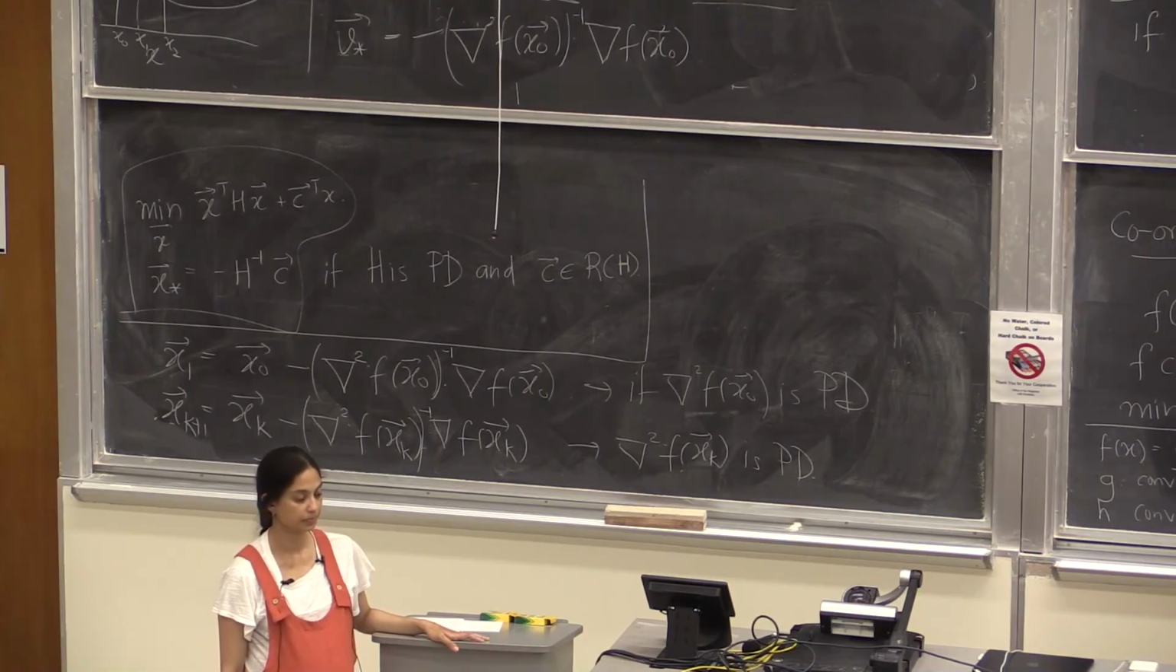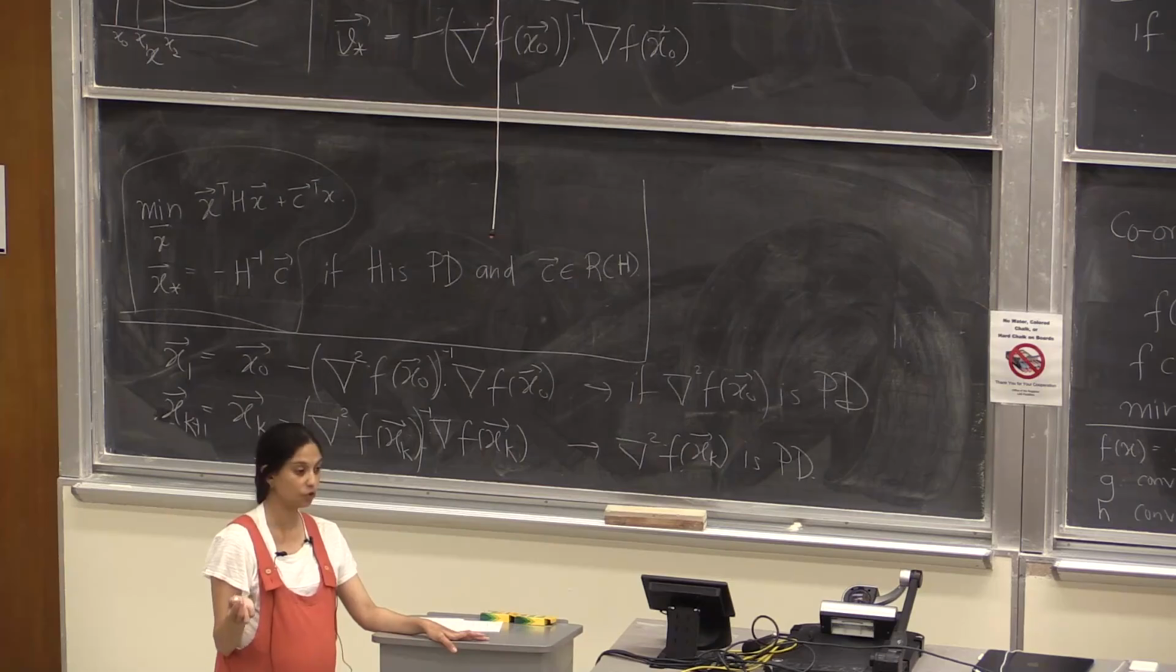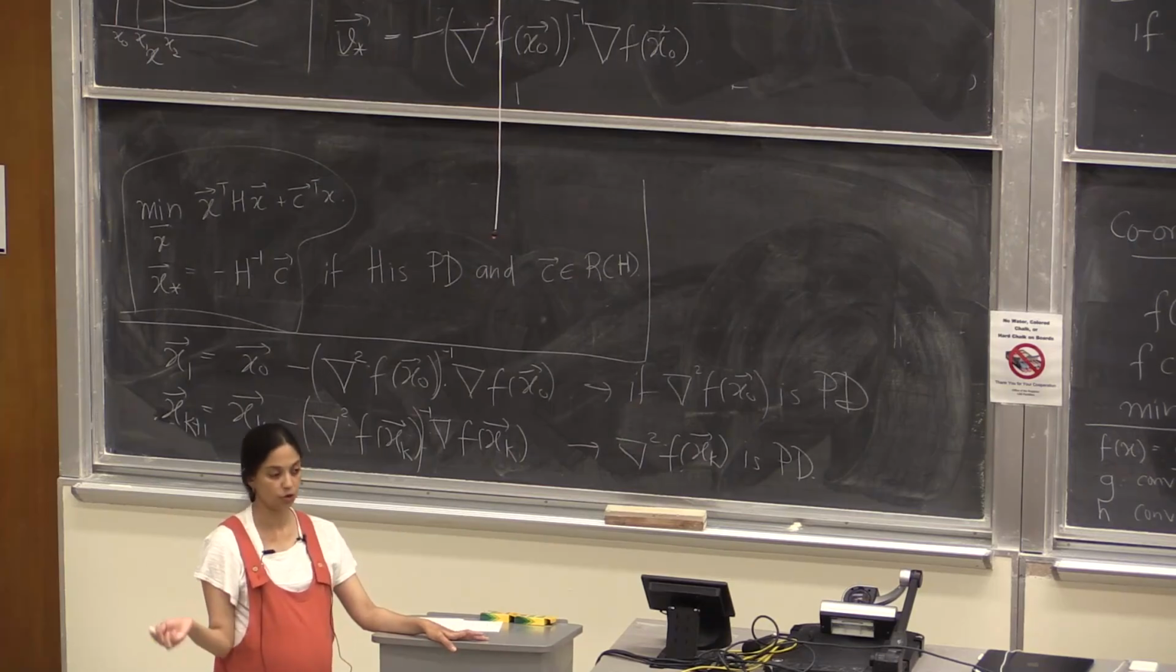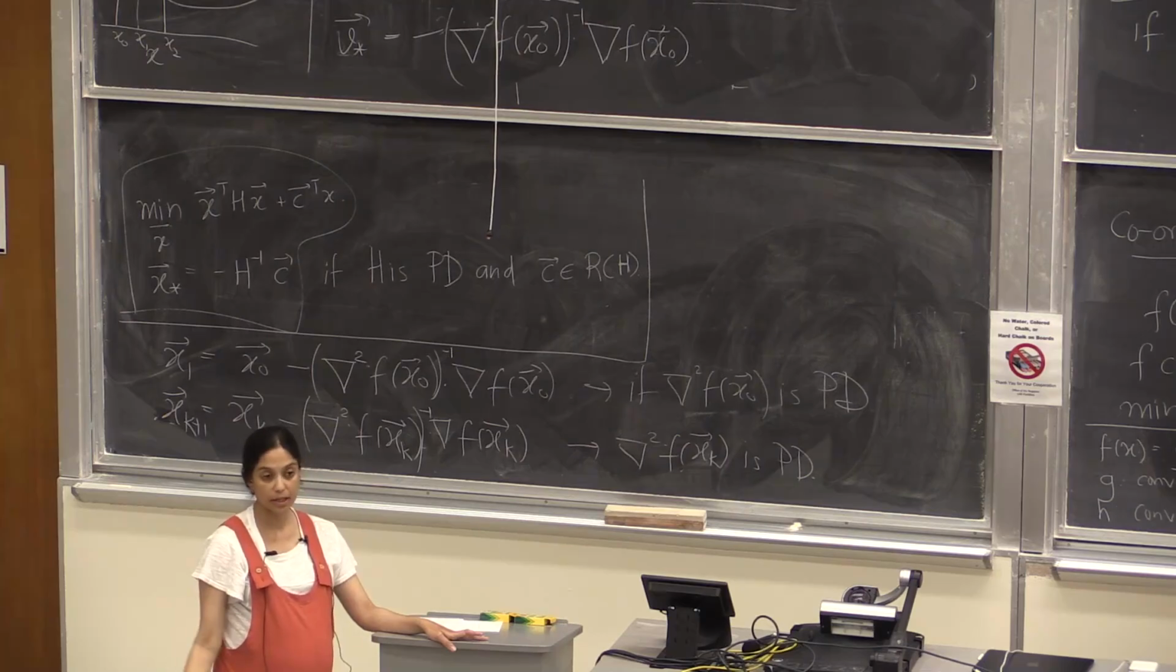Yes? How do we know that H is PD? Do we require the original function to be convex? Well, every time you will get an explicit matrix, right? And you can check it. In general, if you're looking at a convex function, then you know that's going to be the case. But what if this is not PD? If it's not PD, then you're not going to use Newton's method.